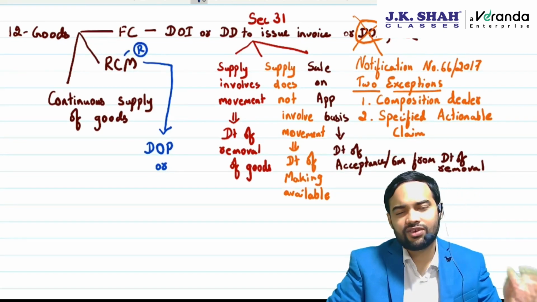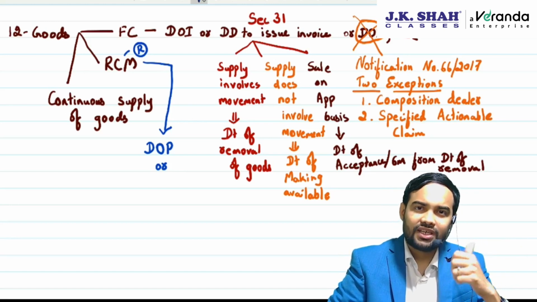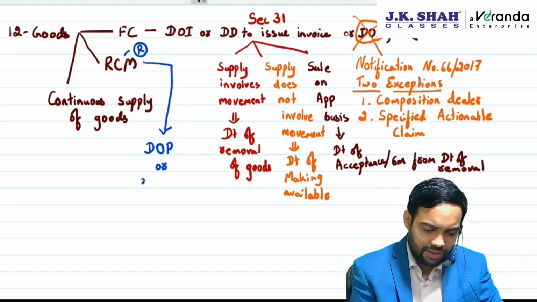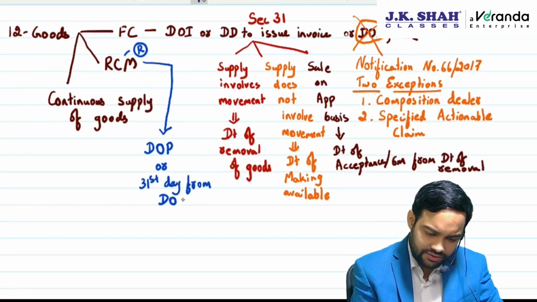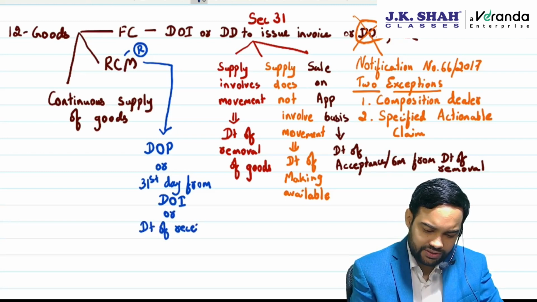As we are looking from the angle of the recipient, we don't use date of receipt of payment. Instead of that, we use date of payment. And then the comparable is 31st day from date of invoice or date of receipt of goods.